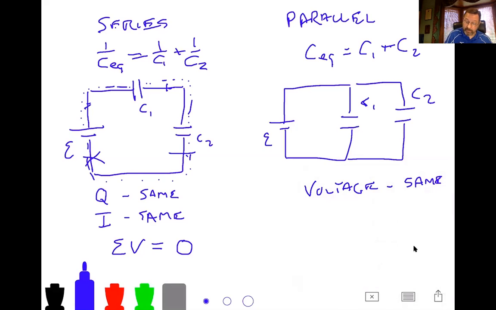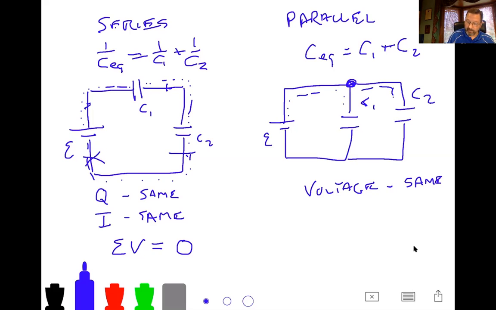And the thing that's kind of interesting is if I get to this point right here, okay, up at the top there, there's some charge which left the battery. And when it gets to that point, it has to split, and some of it goes to C1 and some of it goes to C2, right?